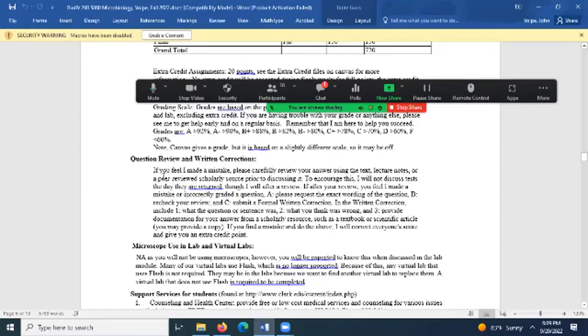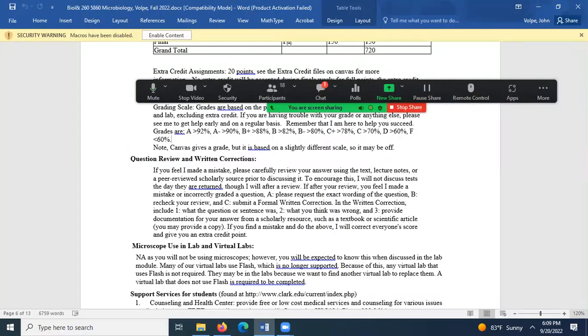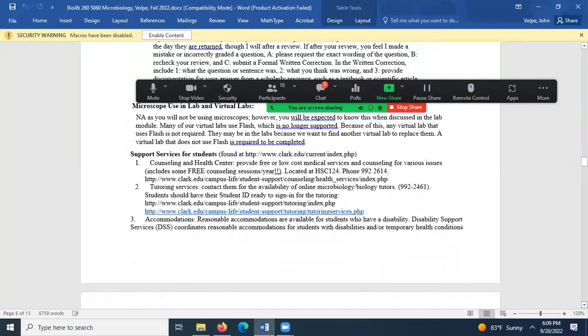I'll let you read about question review and written corrections. Read about microscope use in the lab and virtual labs. We'll maybe talk about virtual labs in the lab.